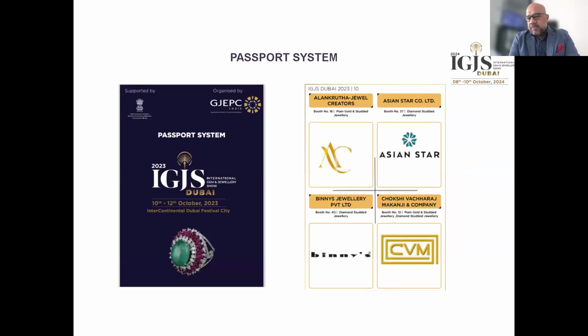So we have this passport system. The team can explain what it is and how it works. That's one of the operational things during the show, which has worked very well. Next one, please.